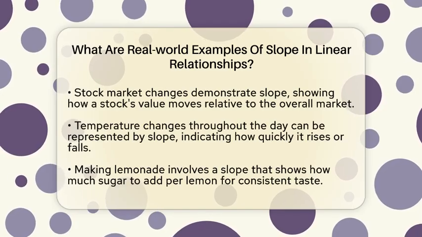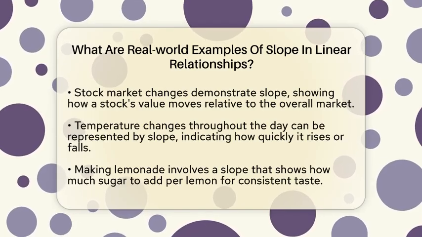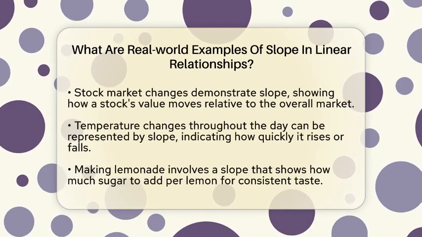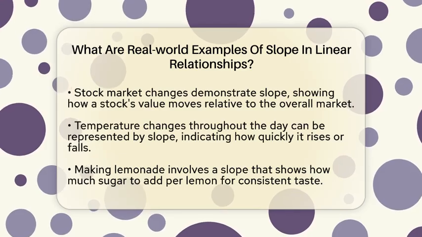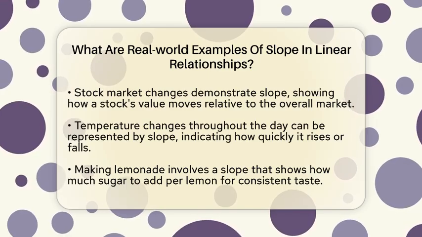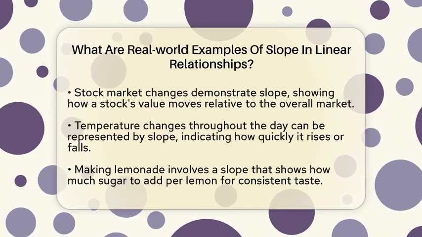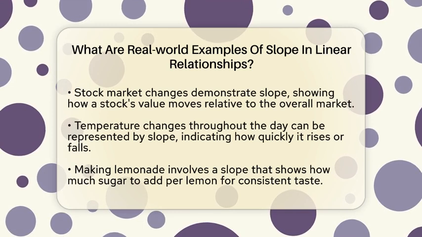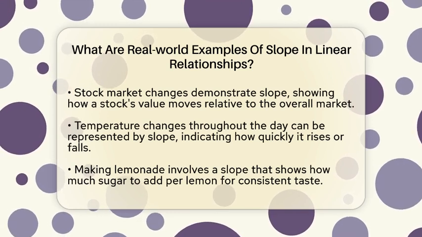If you look at the stock market, the change in a stock's value compared to the overall market can be seen as a slope. For example, if a stock tends to go up 0.8% for every 1% increase in the market, that rate helps investors see how closely the stock follows market trends.